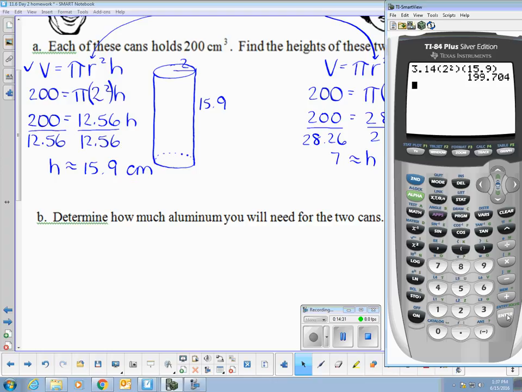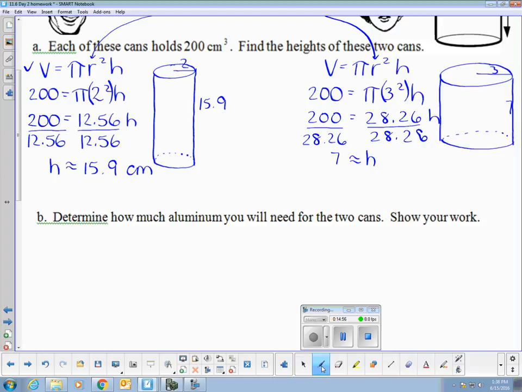And then in my second can, 3.14, the radius is 3 squared, and we said the height of that one was about 7, and that's also very close. So I've done some rounding here, and obviously I'm not getting exactly 200, but I just wanted to make sure that I was correct in my figures.